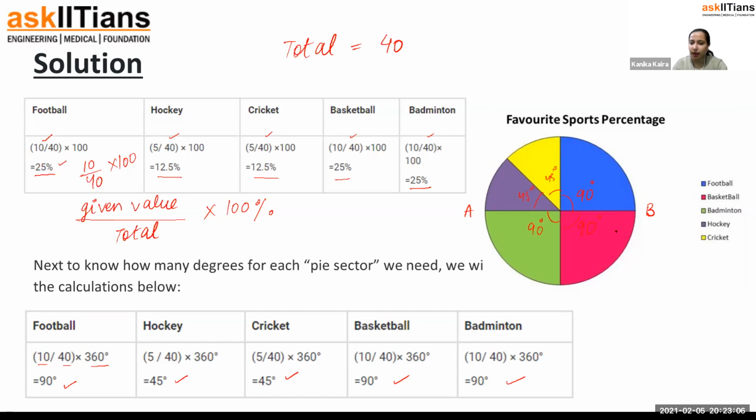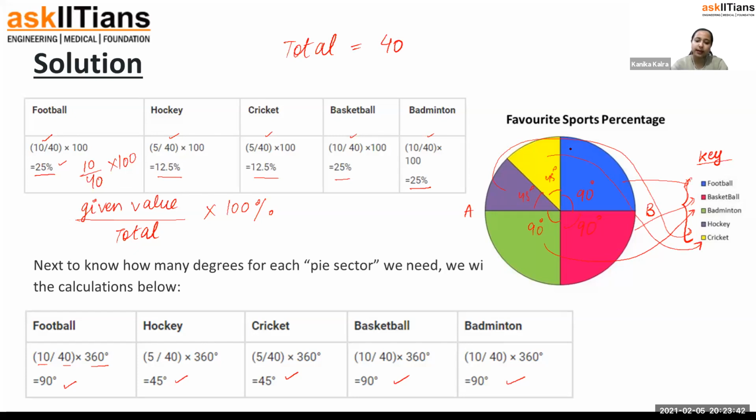degrees. Again, do not forget to mention the key, like which color or which pattern represents what in the circular graph, because otherwise you won't be able to read the graph. Without a key, you cannot read anything. So make sure that you mention a key as well. Like in this case, blue color represents football, pink color represents basketball, green color represents badminton, then this violet color represents hockey, and then yellow color represents cricket. So this is what key means.